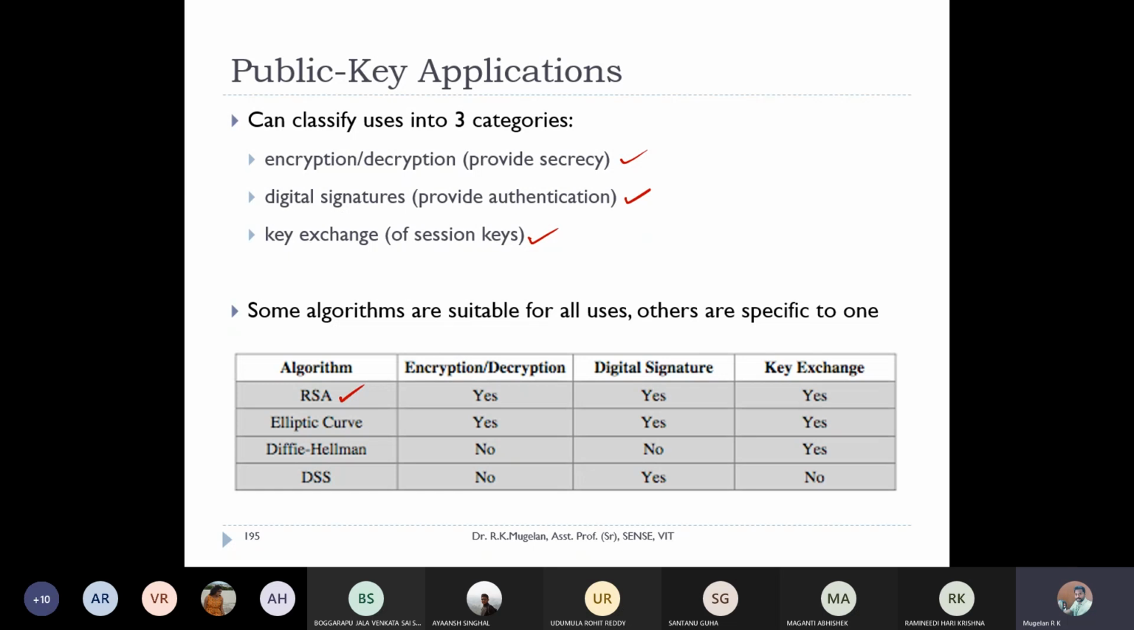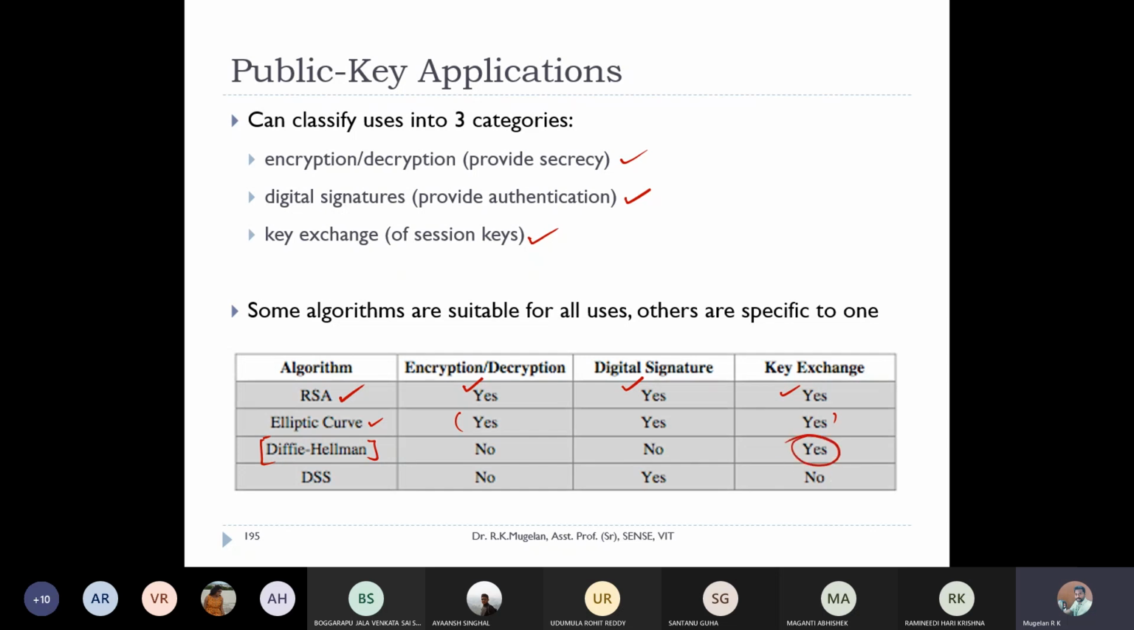Then elliptic curve arithmetic, which we just saw in the previous module, the second module. Elliptic curve cryptography also comes under public key cryptography, and is used for encryption, digital signature and key exchange. Both algorithms cover all these three. Then we have one of the famous key exchange algorithms called Diffie-Hellman. Diffie-Hellman is a famous key exchange algorithm, and it is still in use.